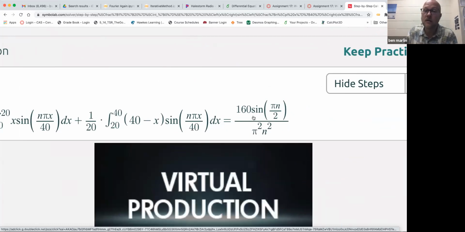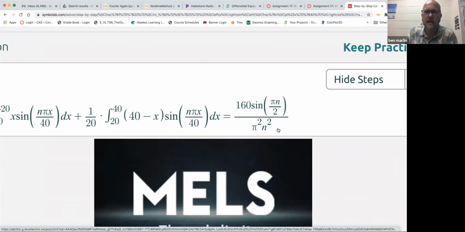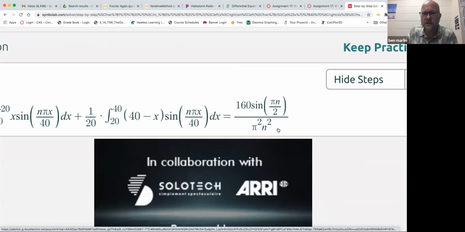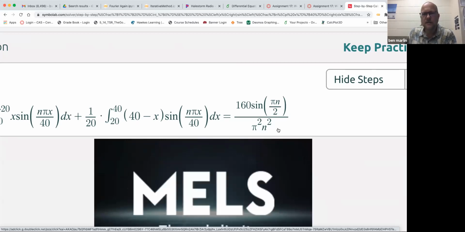All right. I am not going to highlight this, but hopefully y'all can see what I'm pointing towards. And please ignore the ad down below. It has 160, then the sine of n pi over 2, and then divided by pi squared n squared.